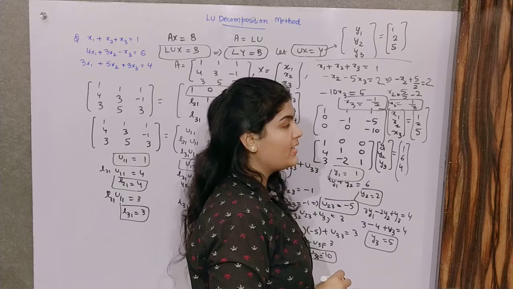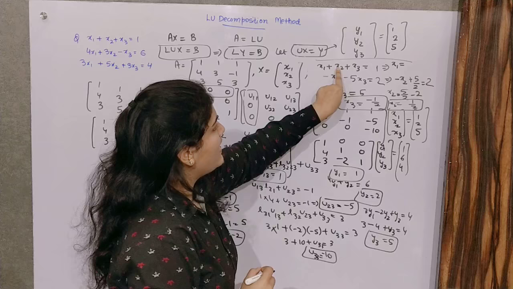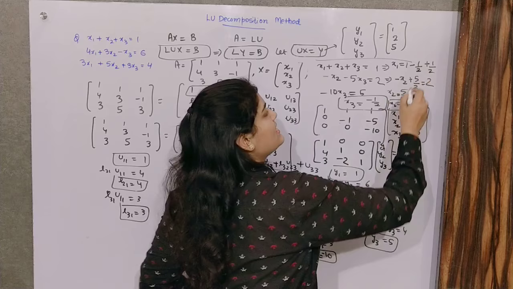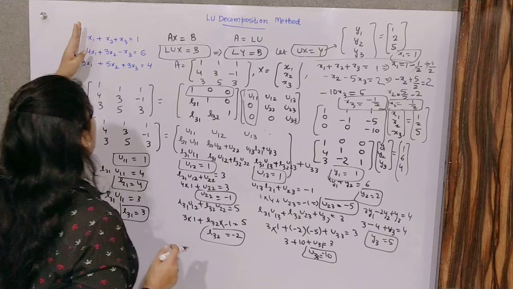And now it comes to x1. So x1 is 1 minus x2 minus x3. So x2 is 1 by 2, minus x3, minus minus plus. So this is canceled. What is x1? 1. So you can see your values of x1, x2, x3 are 1, 1 by 2 and minus 1 by 2 respectively.